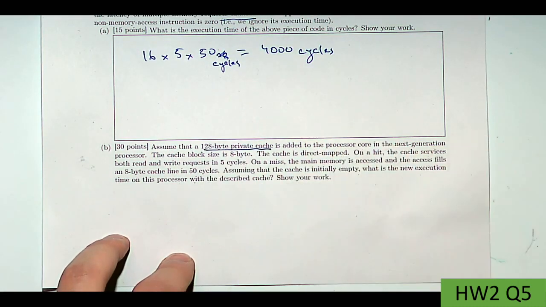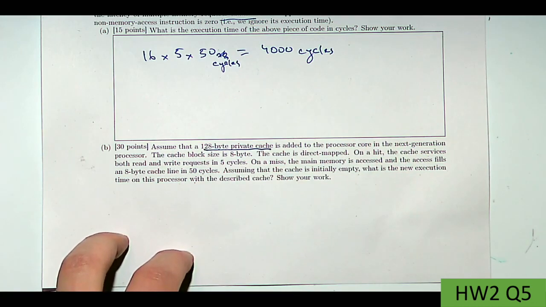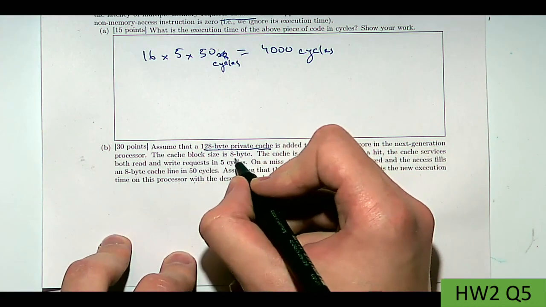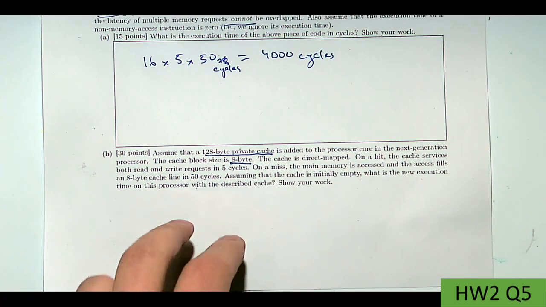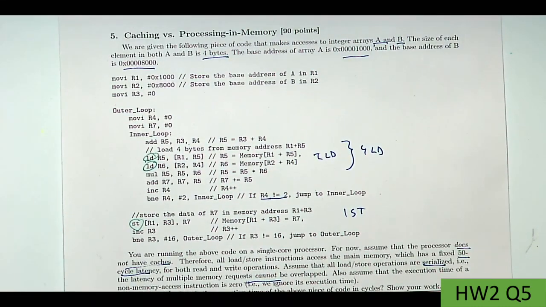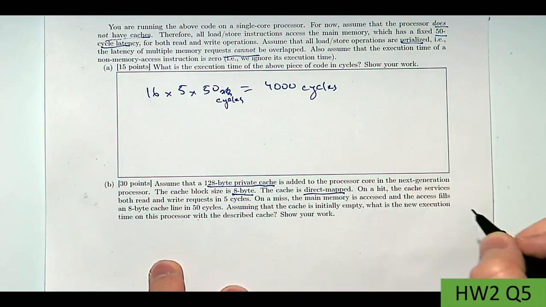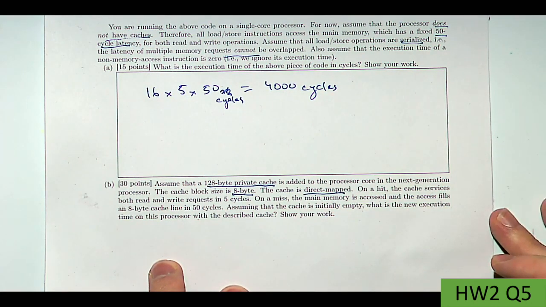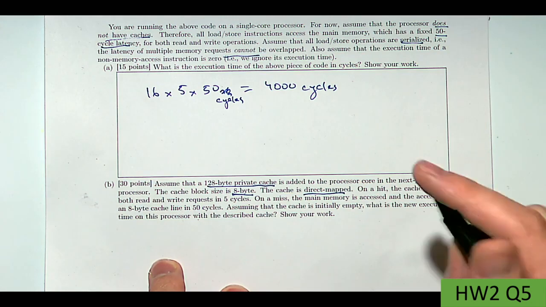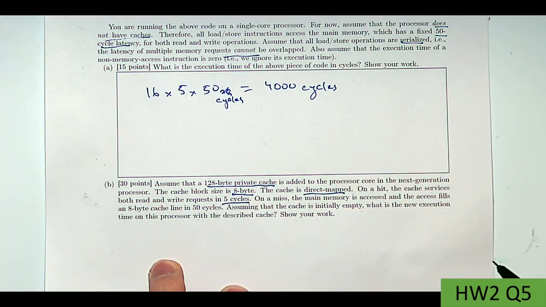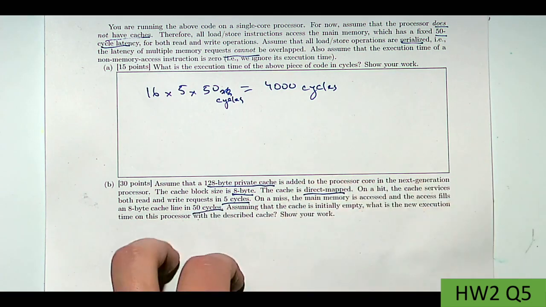Okay, so now it becomes a bit more complicated because we add a 128-byte private cache. And here are the properties of this cache. So the cache block size is 8 bytes. Okay, so based on this information, we can directly see that we can fit 2 elements into one cache block. This is important. And then the cache is direct mapped, and access to the cache takes 5 cycles. And on a miss, we go to the main memory and then again pay the 50-cycle latency. And the question is the same. So if you have this cache, what will be the execution time of this code here?